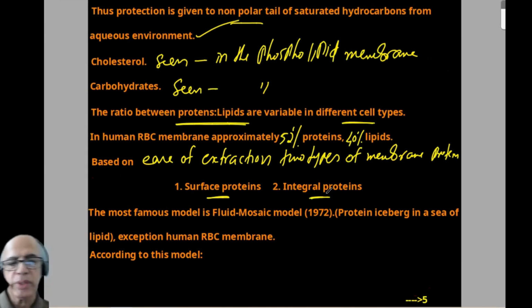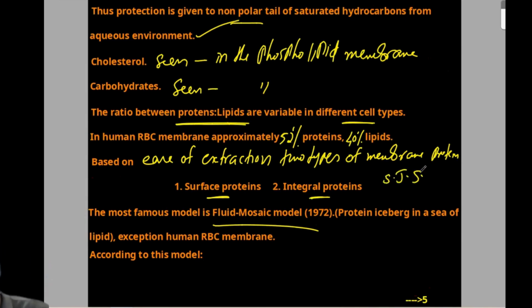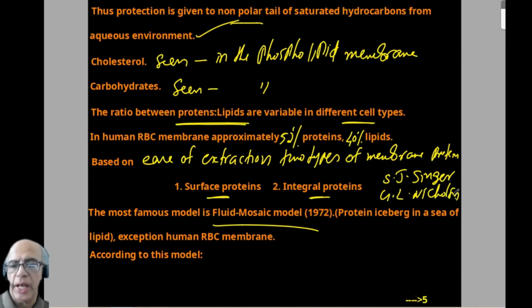Now, the most famous model for the cell membrane is a famous question again. It is the fluid mosaic model. Proposed year was 1972 according to NCERT, by two scientists, S.J. Singer and G.L. Nicholson, two famous scientists. So, protein iceberg in a sea of lipids, a famous statement. An exception we can find in human RBC membrane, where we can find 52% protein and 40% lipid.